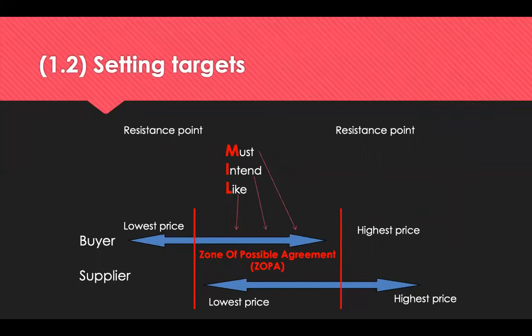They will also set a range of targets that can be built upon to get a better deal. And within the zone, the negotiator will set their MIL, which is the must, intend, and like. The price they must achieve to make the possible deal viable. The price they intend to achieve, which will be lower than the top price they're prepared to pay. And the price they would be likely to achieve based on their understanding of the supplier in the market. And by setting this range of targets, the negotiator can aim to reach their first point and then press on to see if they can reach the next.